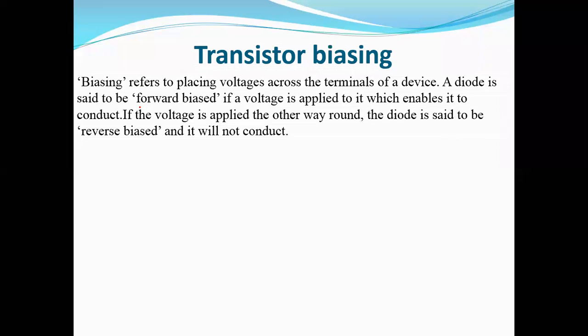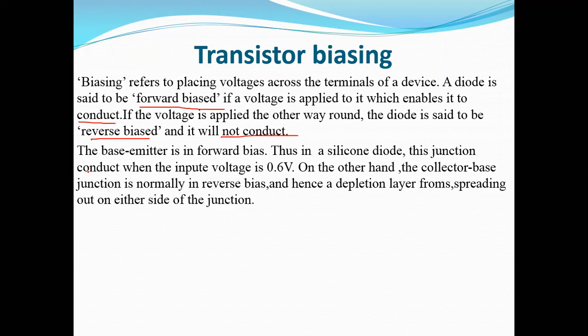Let me take a pen. Forward bias and reverse bias. There is conduction, forward bias. There is no conduction, reverse bias. So the base emitter is in forward bias, thus there is going to be conduction over there. For conduction we need a 0.6 volt potential difference in order for the diode to start conduction.